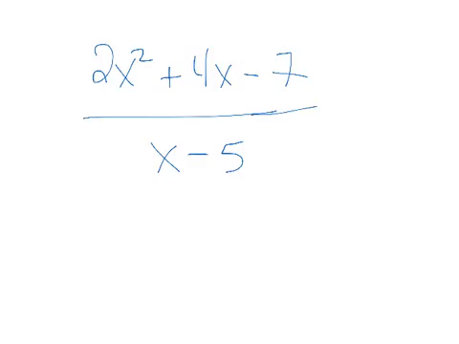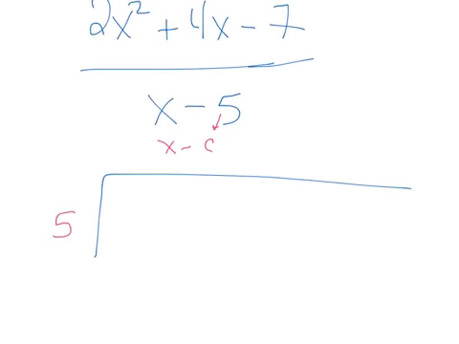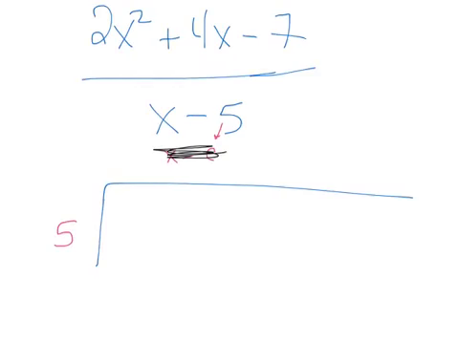Let's do this with synthetic. What goes on the outside right away? 5. Because remember, this is like x minus c, so c is just 5. Let me move this down a little bit. All right, what goes on the inside? 2, 4, negative 7. Oh, not on the inside, on the top. Sorry. The coefficients always go up top. The result goes on the inside.